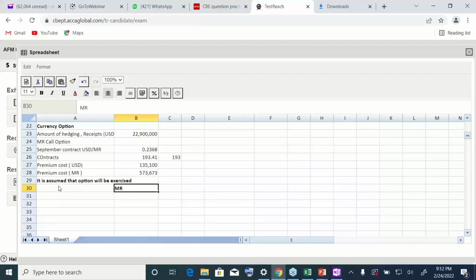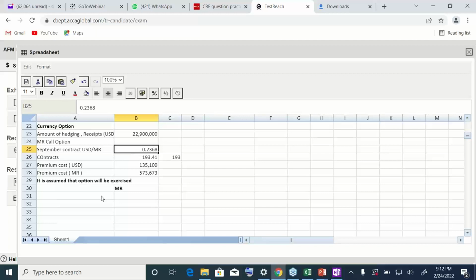There was one question, sir. Previously, why did you write 0.2368? 2368 is the exercise price, not the spot or something else. It's the strike price. That's why I've written strike price here.